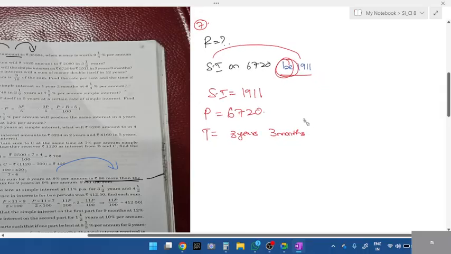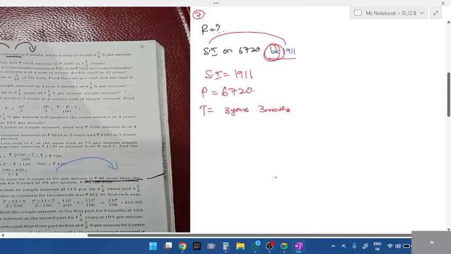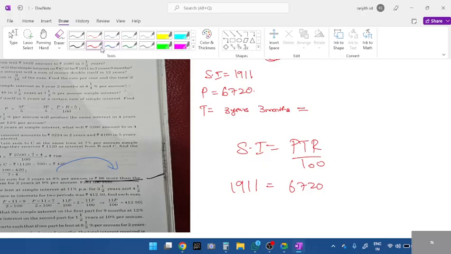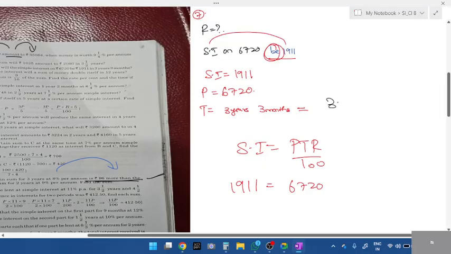Okay. Simple interest is given, students. We need to find rate. Tell me the formula. Simple interest is equal to PTR by 100. What is simple interest? 1911. How much is principal? Now this time, how do you convert? All of you will respond. 3 years, 3 months. Keep 3 years as it is. For 3 months, what do you write? 3 by 12. Reduce by 3. You get 3 plus 1 by 4.